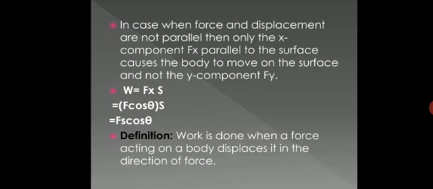When the angle between force and displacement is 180 degrees, it means they are anti-parallel to each other, then work done will be negative, because we know that cos 180 degrees is -1, and the work done will be minus Fs. So, by changing the angle between the force and displacement, work done will also change.